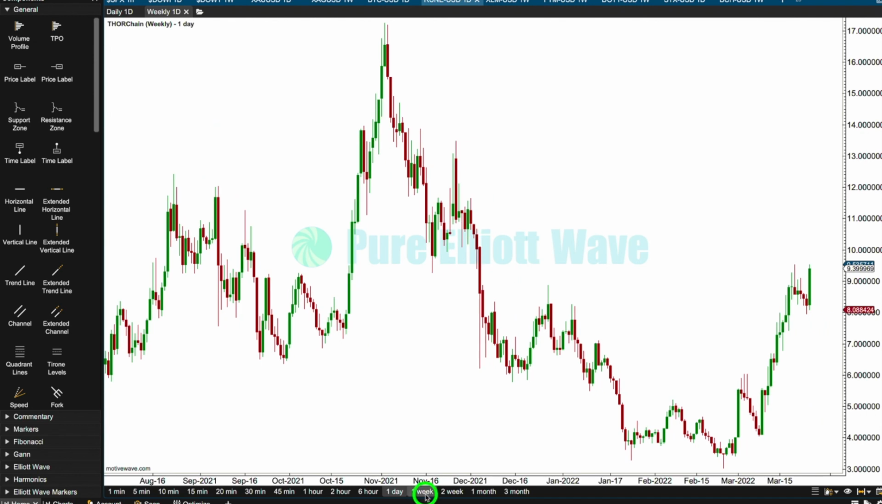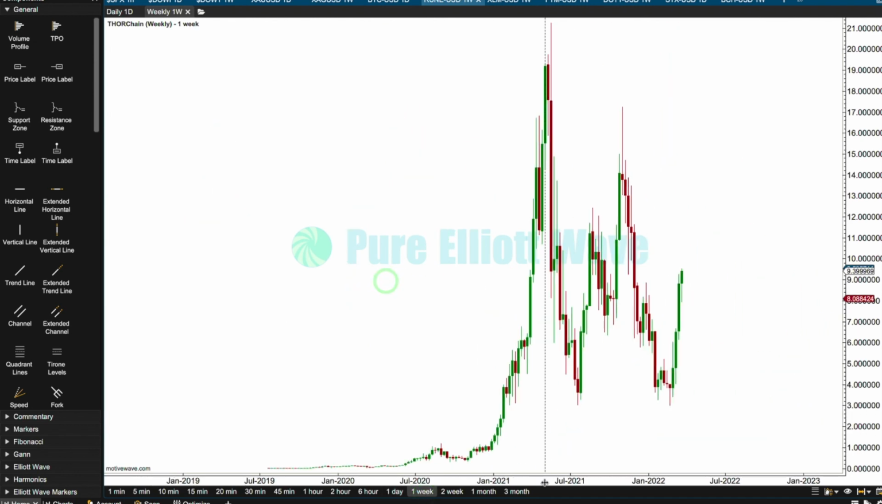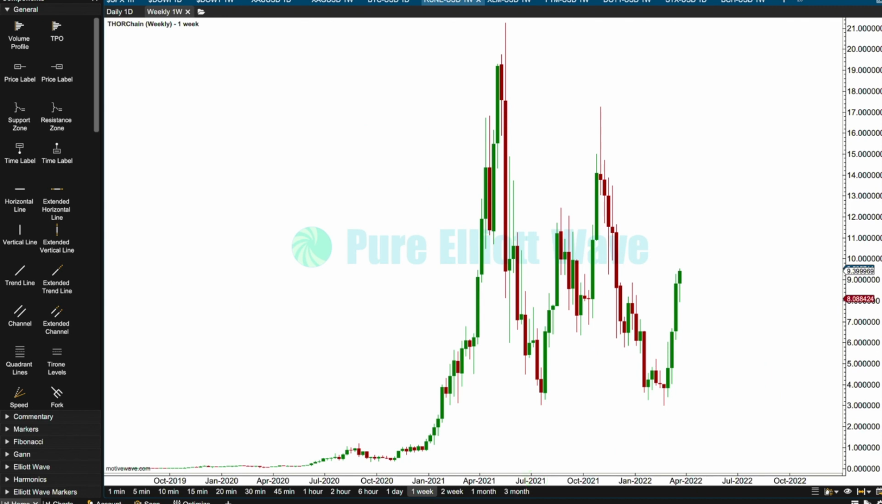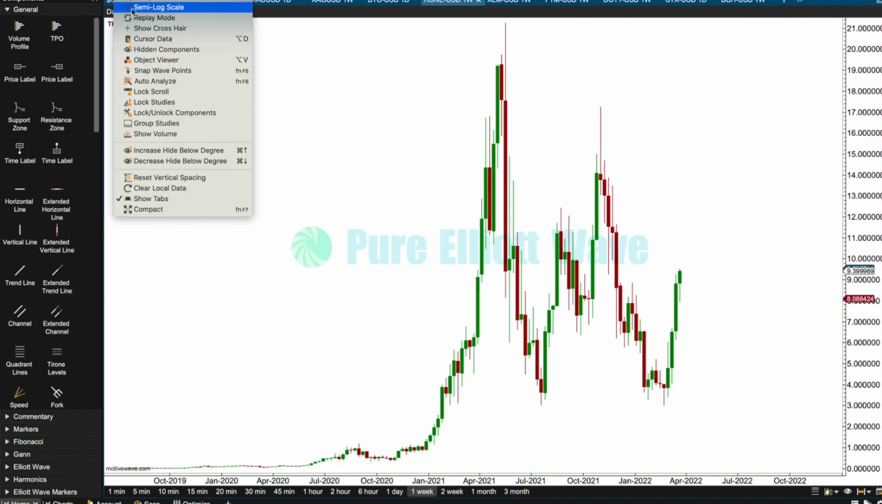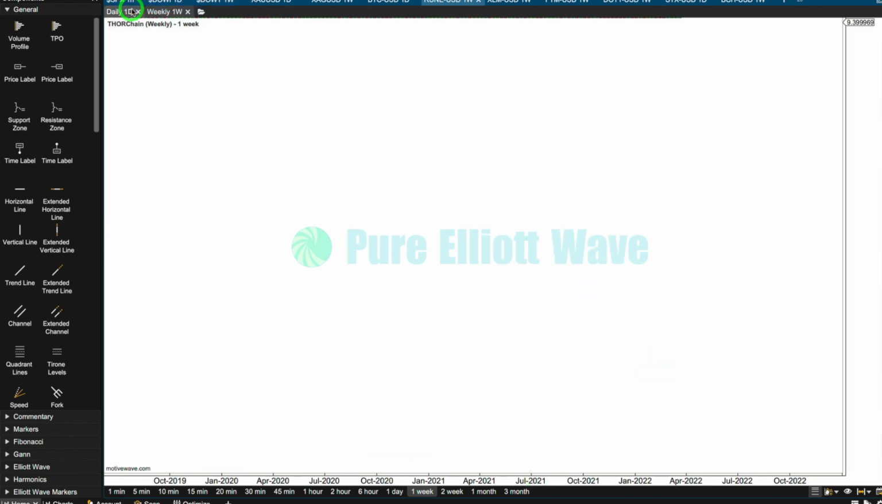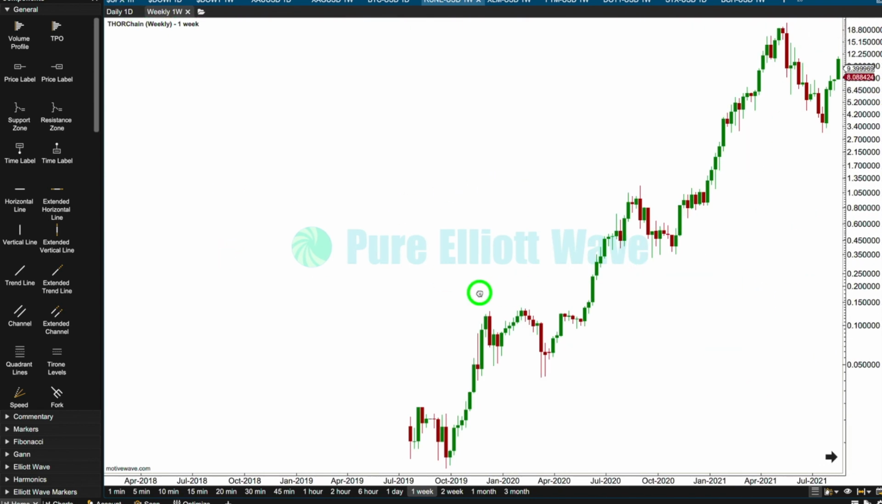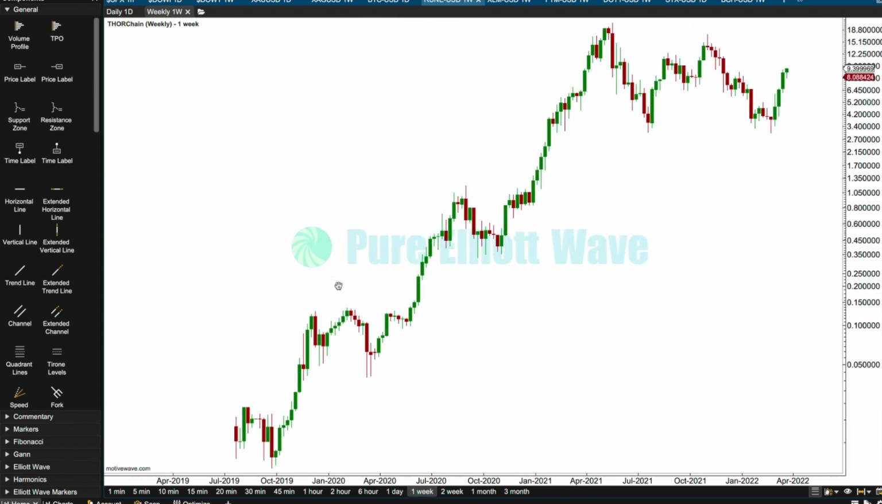Okay, I want weekly candlesticks and I'll expand this out. Let's view this on a semi-log scale. I would view it on a log scale, but as you can see, that option is not available. And there it is. That looks much better, doesn't it? So the low here is 0.007939, so less than 1 cent.